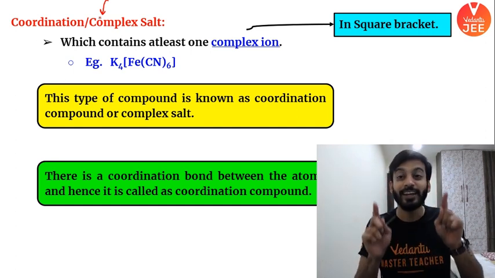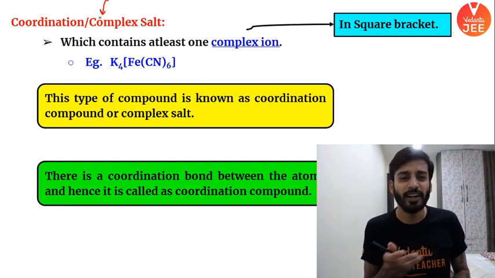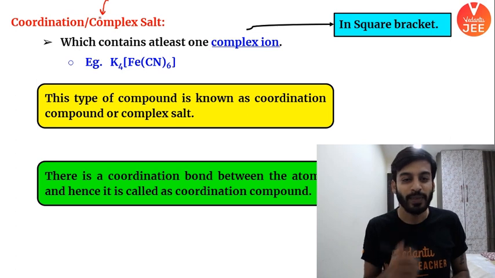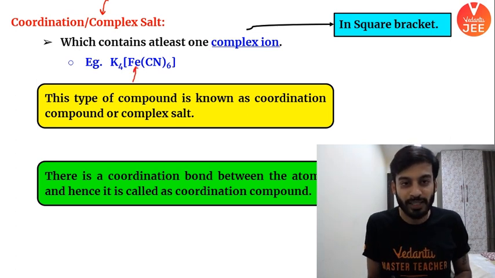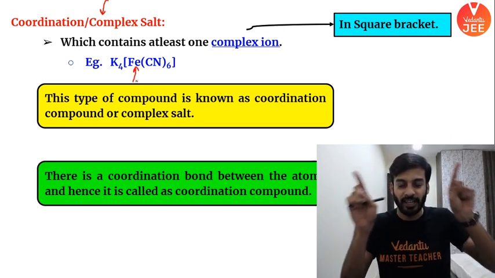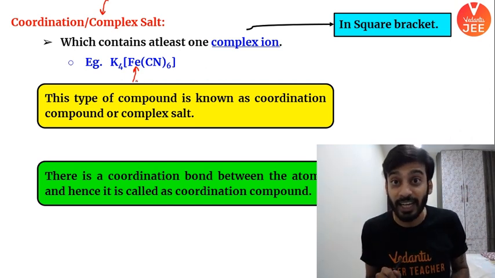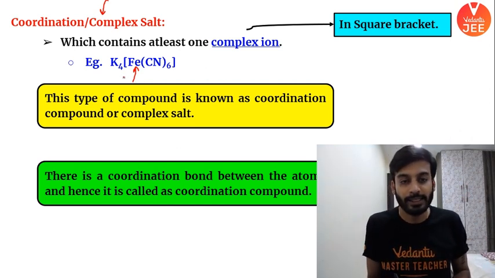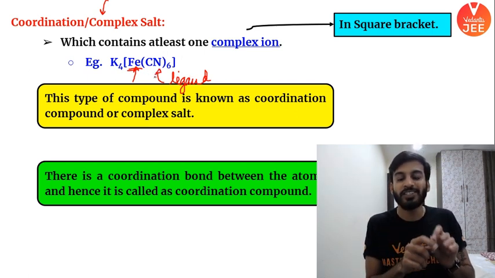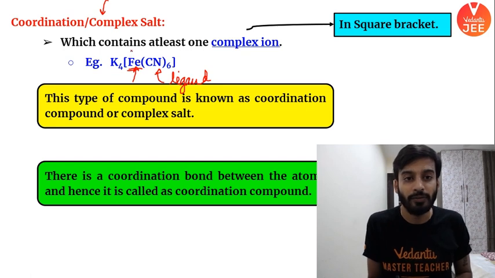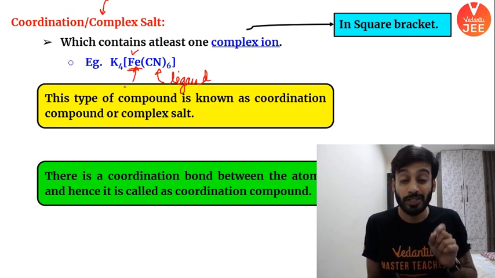Why is it called a coordination salt or complex salt? Because there is a coordination bond. You see this iron, this is called the central atom. Whatever is present inside the square bracket, this one is called the central atom. This one is called the ligand. Don't worry, I'll talk about these two terms in detail in 5-10 minutes, right? The species inside the square bracket, which is a metal, will be called your central atom.